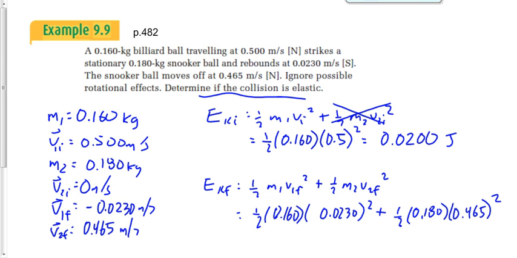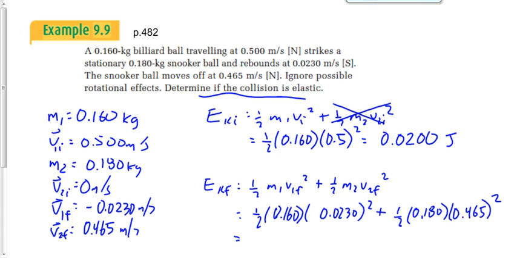I labeled it here as negative 0.0230 meters per second just in case I had to do a momentum calculation down the road. But if I'm doing kinetic energy, we drop any indication of direction, including angles, including negatives. You get a crazy complicated two-dimensional collision question. If you're solving for kinetic energy, it's no harder than this because there's no y components, no x components, no negatives, no positives. This is what you see for all of them, 1D or 2D.